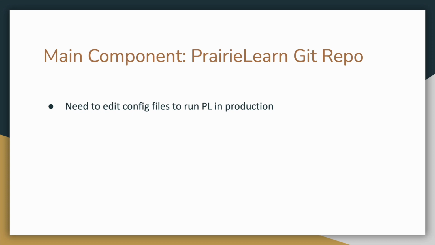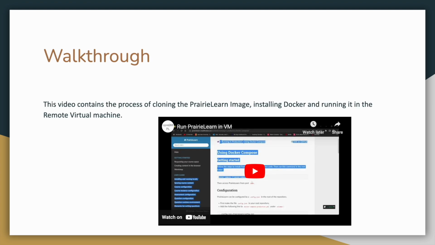So the PrairieLearn Git repo, what we need to do is just edit the config files to run PrairieLearn in production. So this walkthrough will contain the process of cloning the PrairieLearn image, installing Docker, and running it in the remote virtual machine, and I'll play that right now.